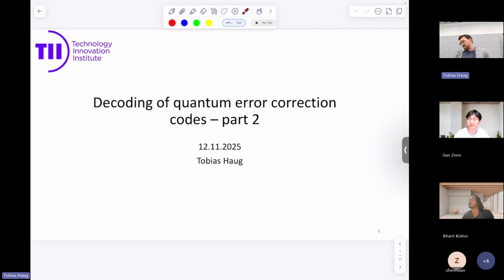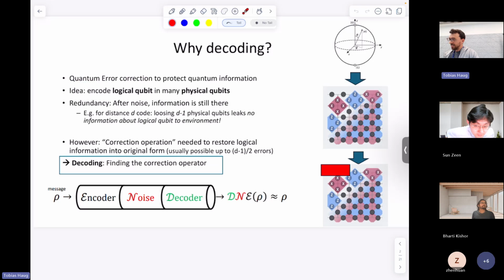So for the second part, I will talk about more advanced topics of quantum error correction. I put a very short recap, so we just remember what we did last time. It's already been a week ago.